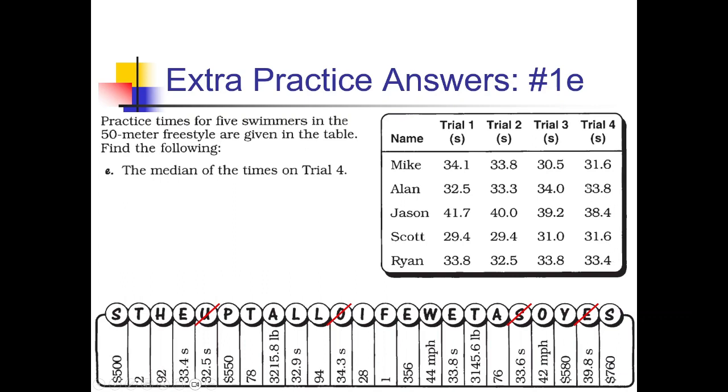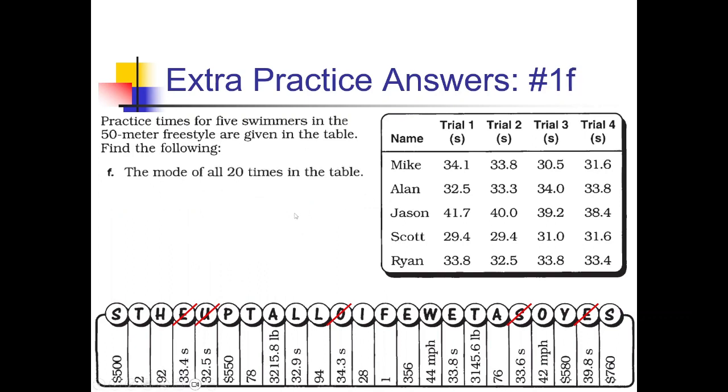So the lowest of the batch here, we have a 31.6, and we have another one of those as well. After 31.6, the next highest is 33.4, and then after that we have 33.8, and finally the highest of the batch, 38.4. So crossing these off two at a time, we've got the two endpoints here, and then the 31.6 and the 33.8. And that leaves us with only one item, so that item is going to be our median, 33.4 seconds. 33.4 is right here with E, so cross that off.